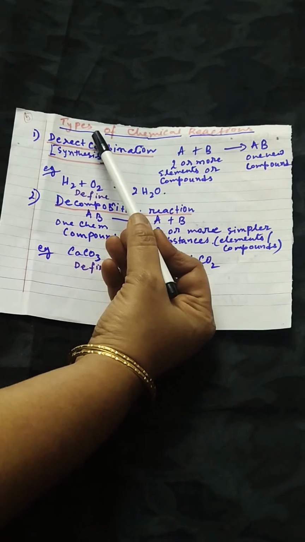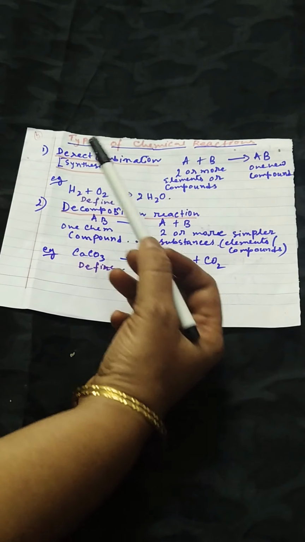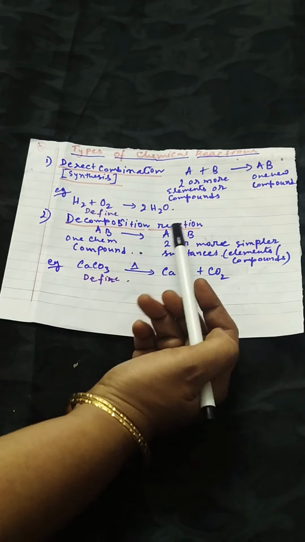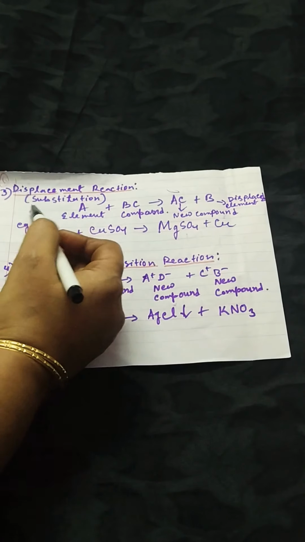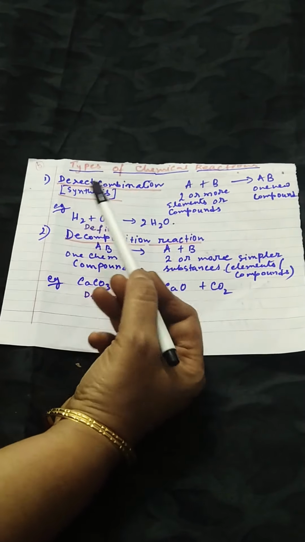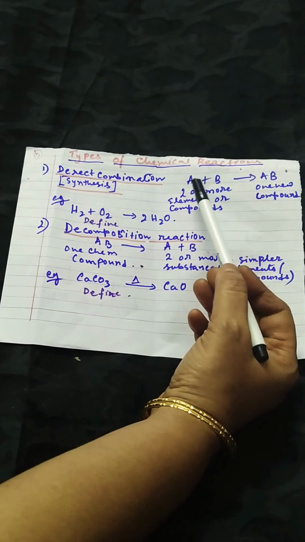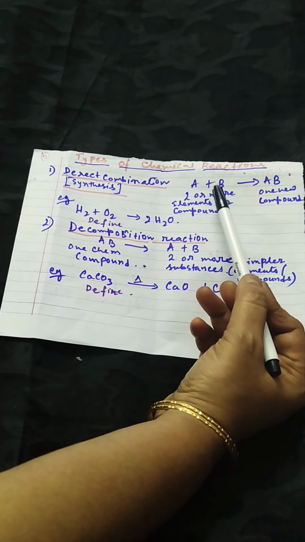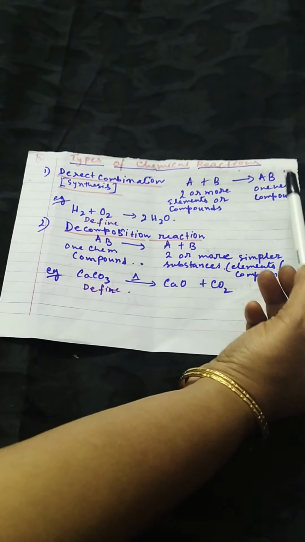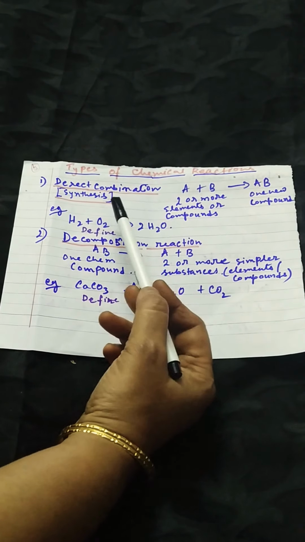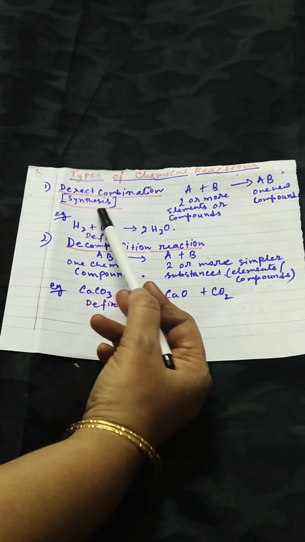Then students, there are different types of chemical reactions. The names of those reactions are direct combination, decomposition, displacement or substitution reaction, and double decomposition reaction. First type is direct combination or synthesis. Here say A and B are two reactants. When they combine together to give us a new compound, that type of reaction is known as a direct combination reaction, or another name for direct combination is synthesis.